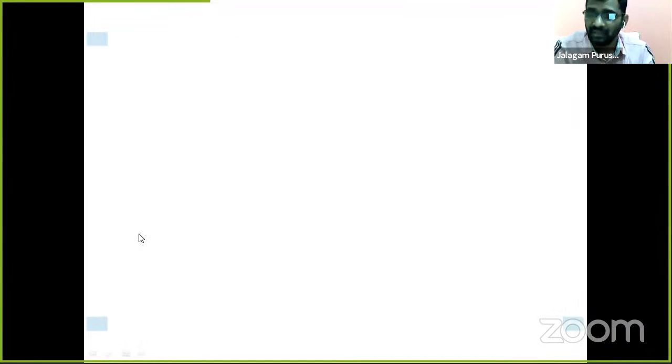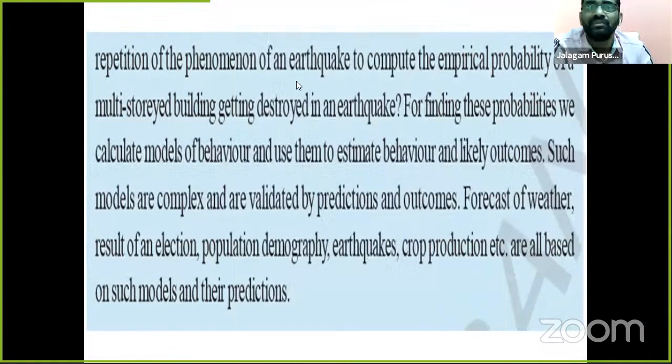And in some other situations, such as repetition of an earthquake, we would need to compute the empirical probability of a multi-storied building getting destroyed in earthquakes. For finding these probabilities, we calculate models of behavior and use them to estimate behavior and likely outcomes. So in these situations, we can't do experimental probability. It is not possible, because it's very difficult, unlike tossing a coin and rolling a die.